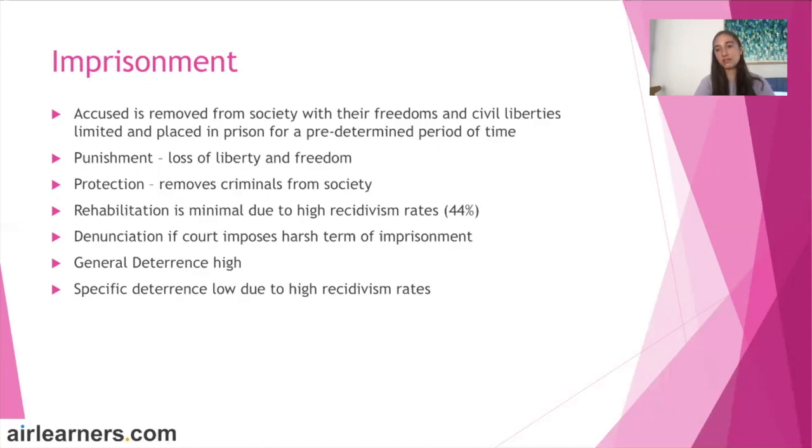Denunciation is achieved if the sentence imposed is very, very harsh. So if the judge goes to the upper end of the sentencing scale, then it's usually achieving denunciation. Whereas if someone got like 6 months for murder, that would not be seen as denunciation. General deterrence is very, very high. Most of the community is not wanting to go to prison ever. And again, specific deterrence is not always achieved, again, due to the high recidivism rates.